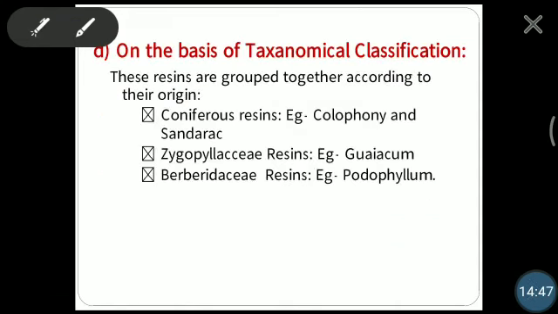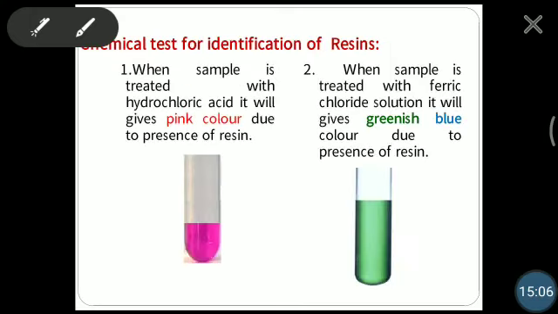The last classification is on the basis of taxonomical classification. So these resins are grouped together according to their origin. So coniferous resins, examples are listed. Zygophyllaceae resins, example is given, and Berberidaceae resin, that is podophyllum.